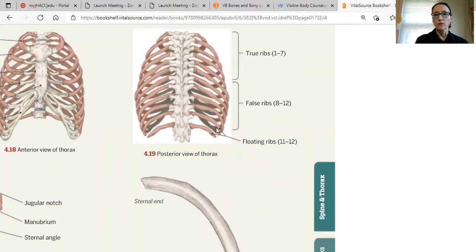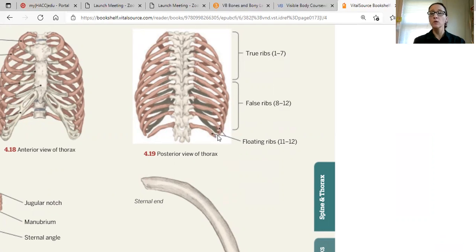True ribs are ribs 1 through 7. You can see false ribs 8 through 12. And there's a lovely view of the floating ribs. Okay. The floating ribs are 11 and 12. So you can see that they terminate right here and right here. They do not attach to the sternum.